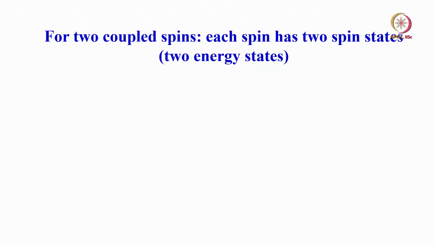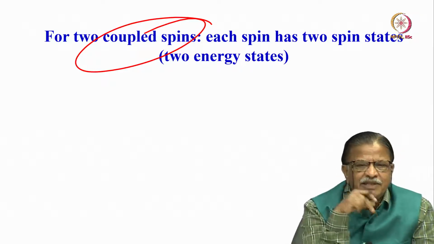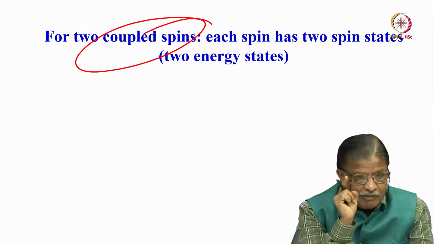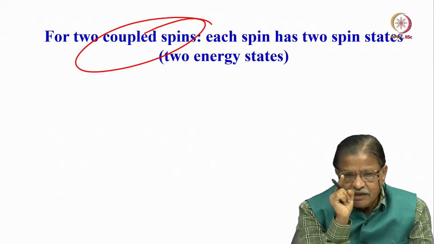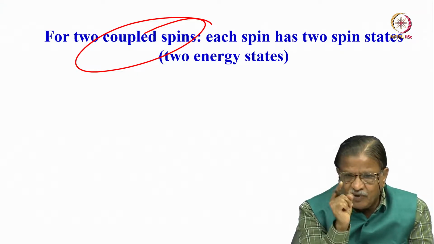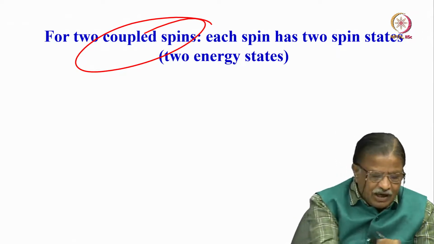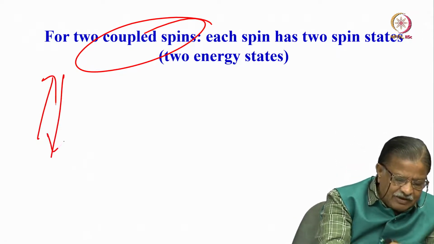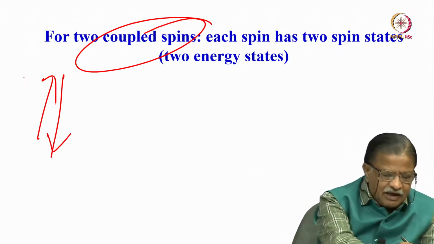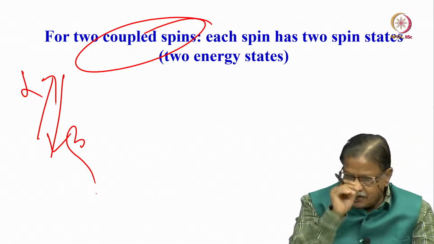Now, look at this one. There are two coupled spins, I will take an example. If there are two coupled spins, how many possible spin states can we think of? Please remember, in the very first class I told you there are two spin states for a spin of nuclei, alpha and beta. One corresponds to the direction of the field, the other is in the direction opposite to the field. This is alpha and this is beta, that is what we discussed.